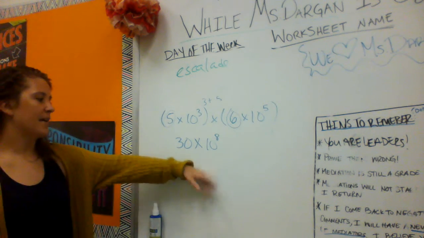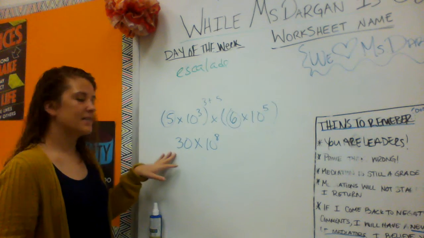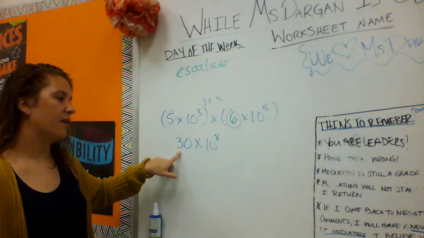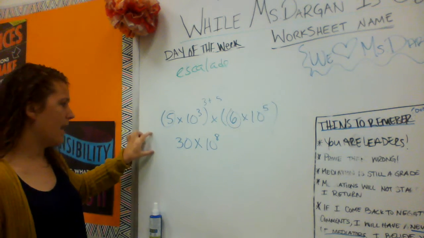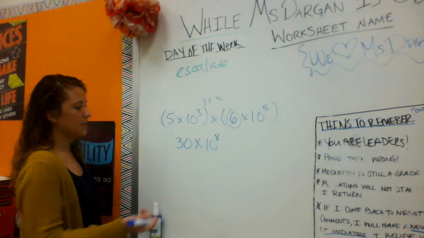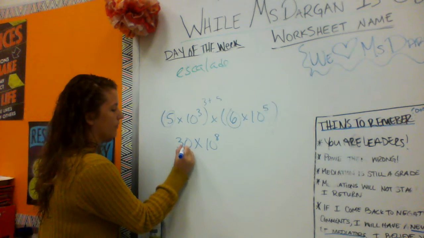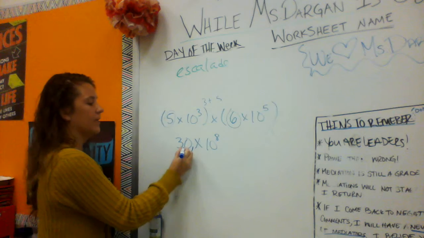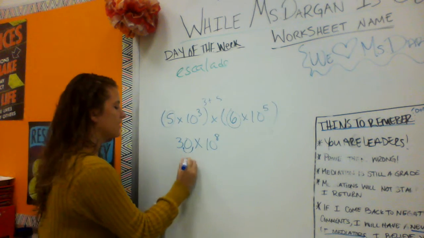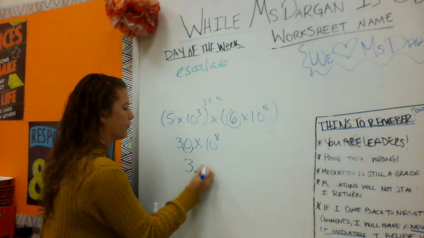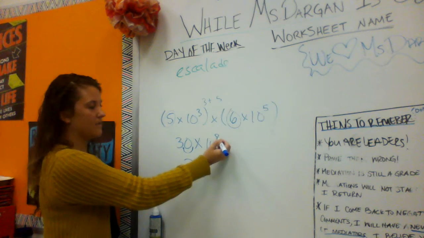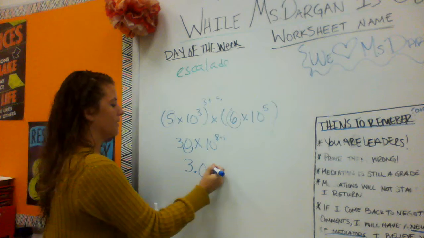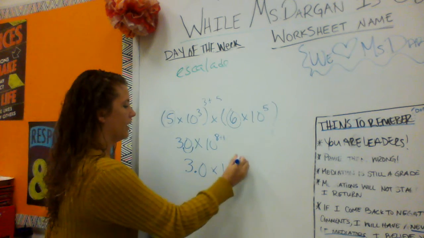Now, always before we say, yep, that's my final answer, we should check, is this in scientific notation? No, it is not, because 30 does not fall between 1 and 9. So I need to put a decimal point. I'm going to put my decimal point between my 3 and my 0. So I move this one place value down. If I move this one place value down to 3.0, I need to move this one place value up. And so this will be 10 to the 9th power.